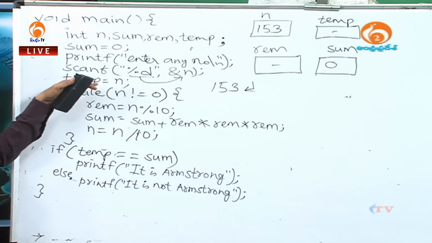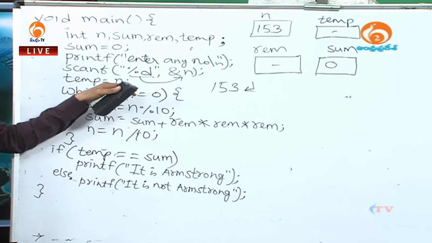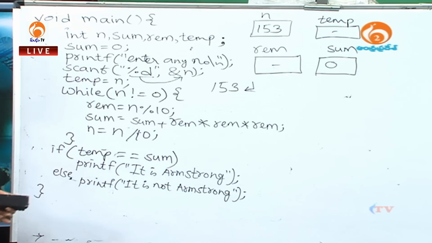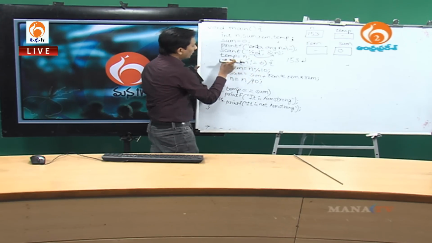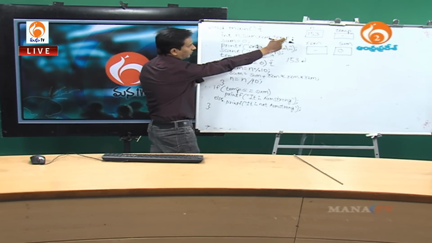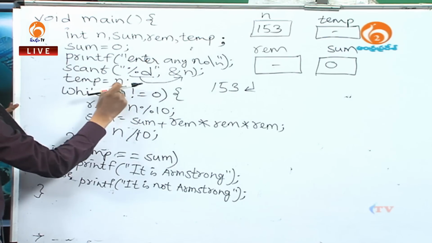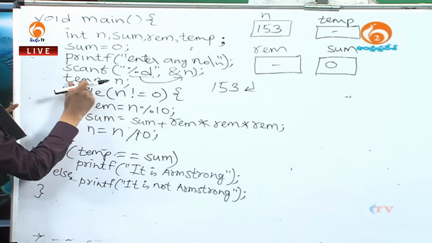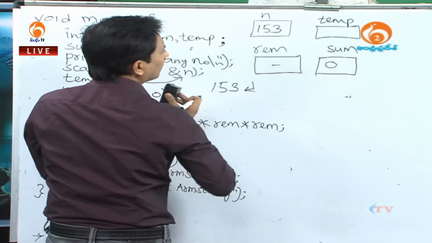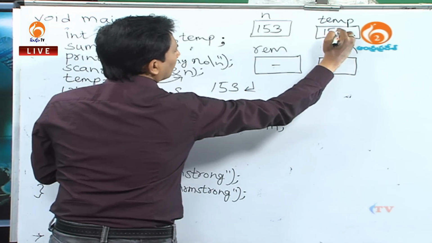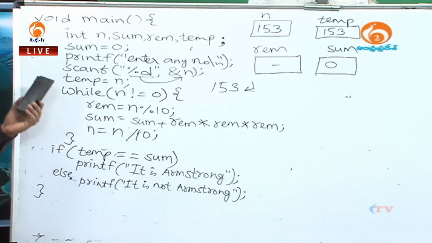Next, temp equal to n. I am taking one copy because n is going to be modified. I am copying this 153 into temp. N means here we already stored 153. 153 is stored into the left hand side variable temp. This part is finished.